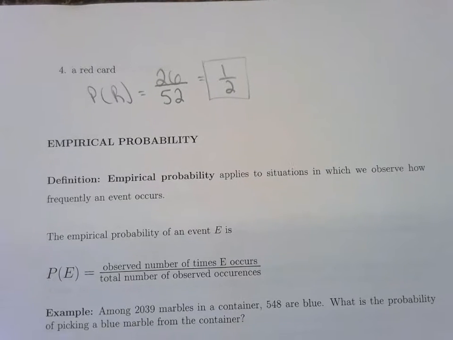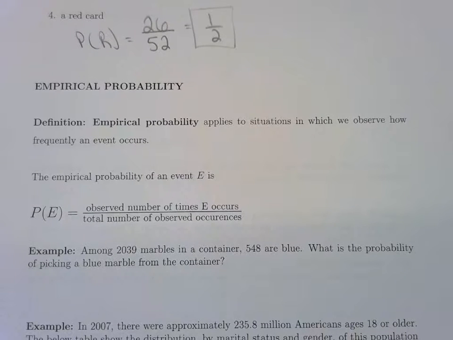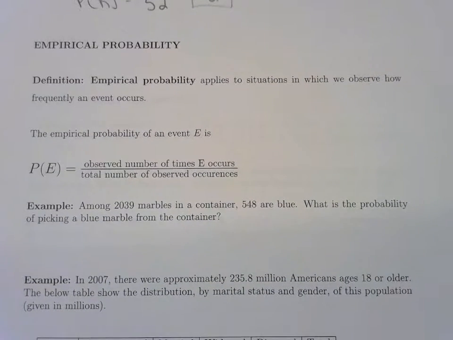Moving on to empirical probability. Empirical probability applies to situations in which we observe how frequently an event occurs. The empirical probability of an event E is: probability of E equals the observed number of times E occurs divided by the total number of observed occurrences.